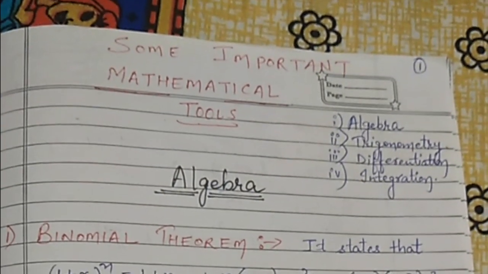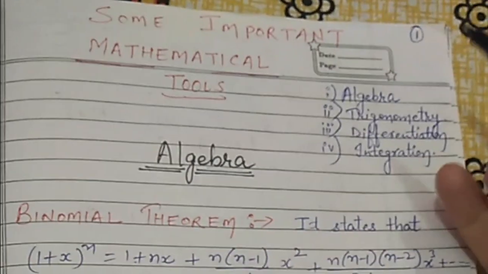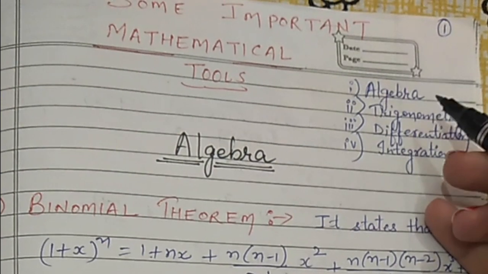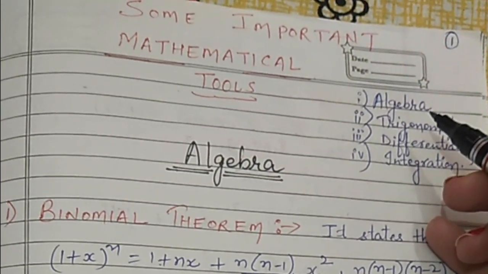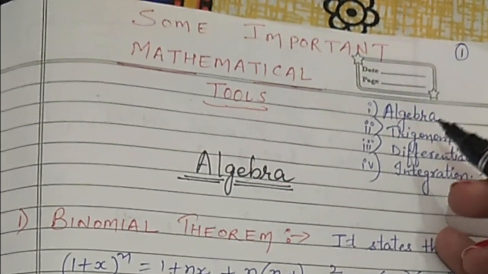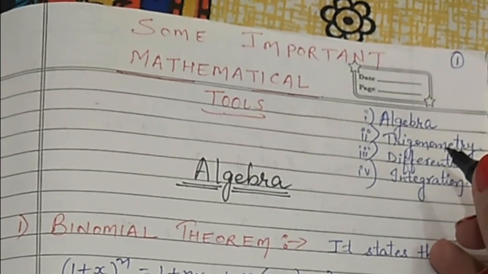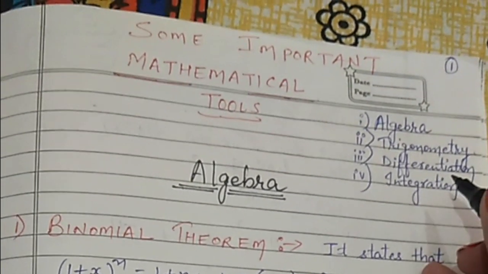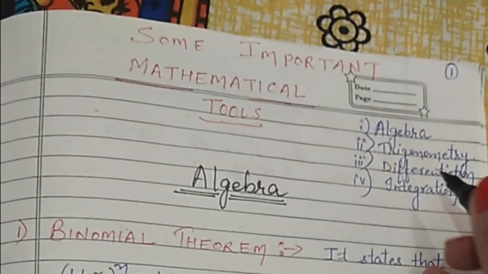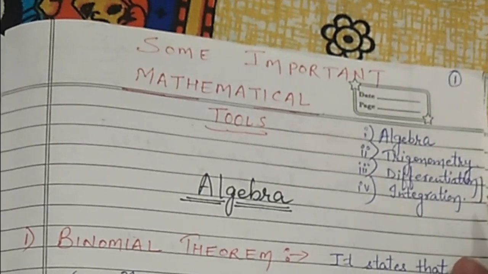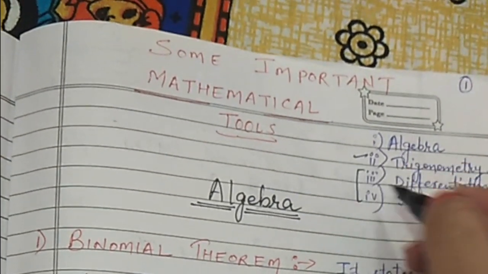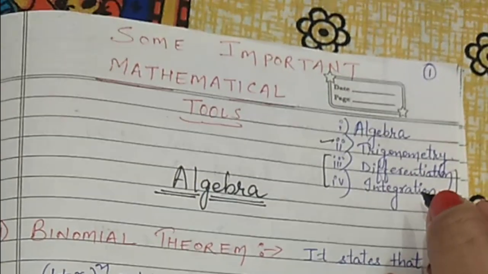Those mathematical tools which are mainly used in physics are, number 1, algebra. You know about algebra very well. You have done a lot of it in your lower classes. Trigonometry, you have done a little bit of trigonometry in the 10th standard. Differentiation and integration, these two are new concepts in the 11th standard, and these two concepts, including trigonometry, you will discuss in your mathematics also.